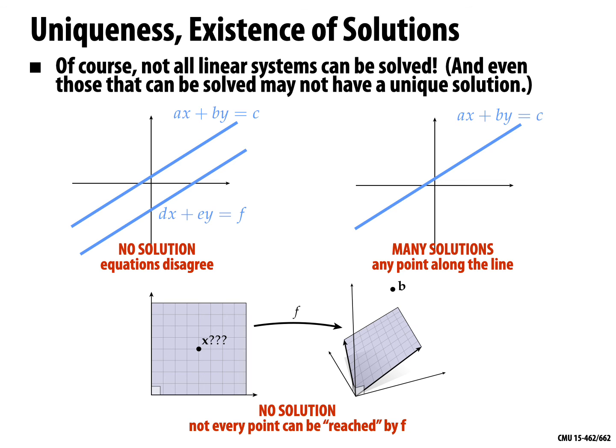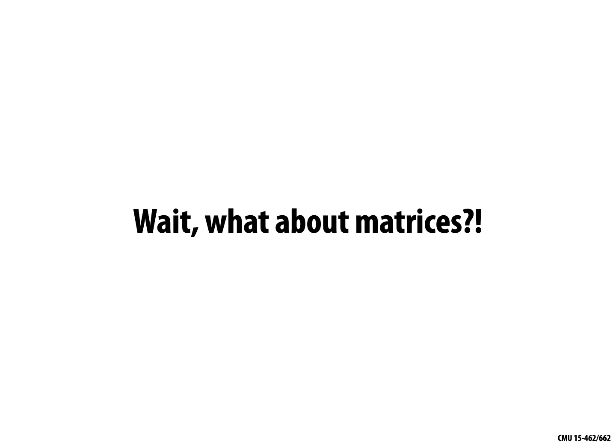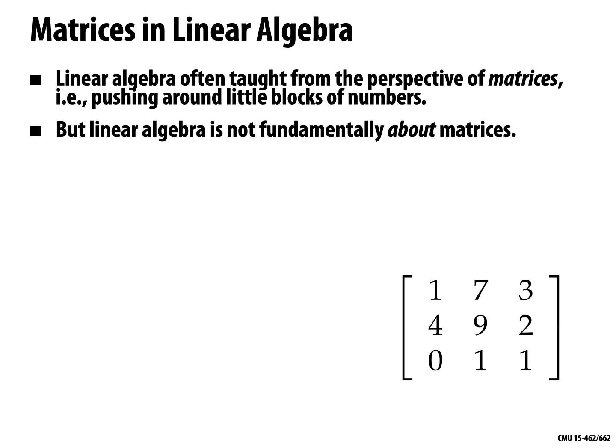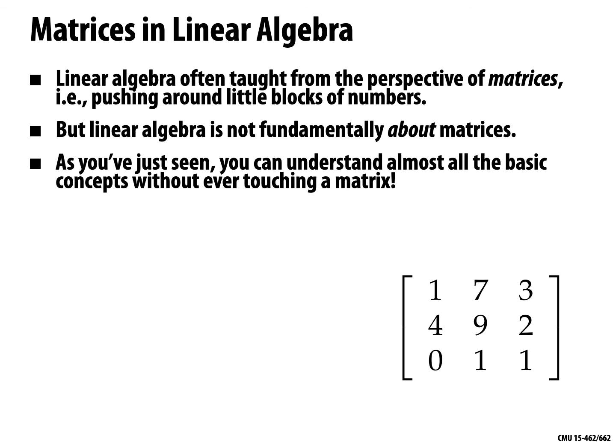Okay, so we've been talking about linear algebra now for quite a while, and some of you may be thinking, well, wait a minute, something's weird here. What happened to matrices? I think when a lot of people learn linear algebra, it's done by talking a lot about little blocks of numbers that look like this, right? And the reason for going through a lot of linear algebra without talking about matrices is to help you realize that linear algebra is fundamentally not about matrices. You can understand almost all of the important concepts about linear algebra without ever talking about a matrix.